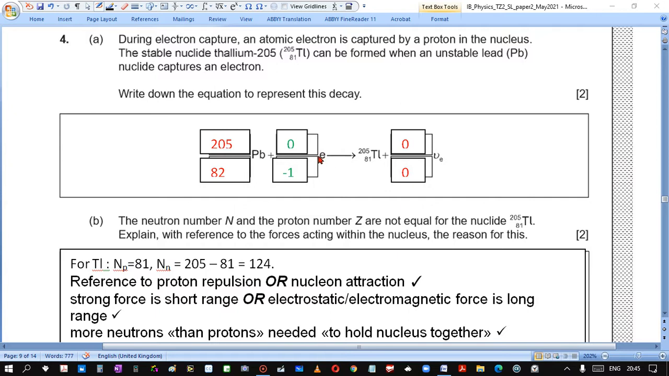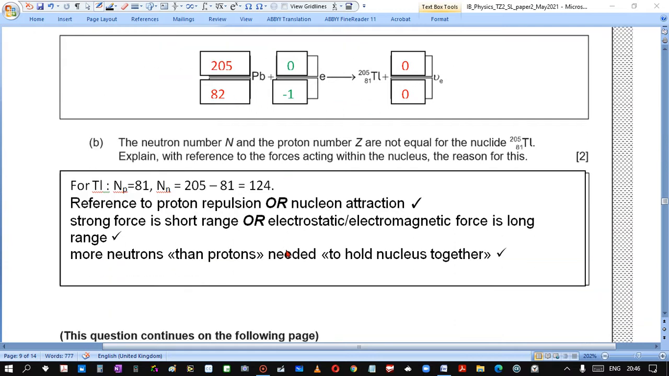So because an electron is captured, the electron has charge -1, nucleon number 0. So we have -1, 0. As a result, the neutrino is 0 and 0. As a result, if we go backward, the mass number of lead will be 205 to balance the top numbers, and the bottom number will be 82 to balance the bottom numbers.